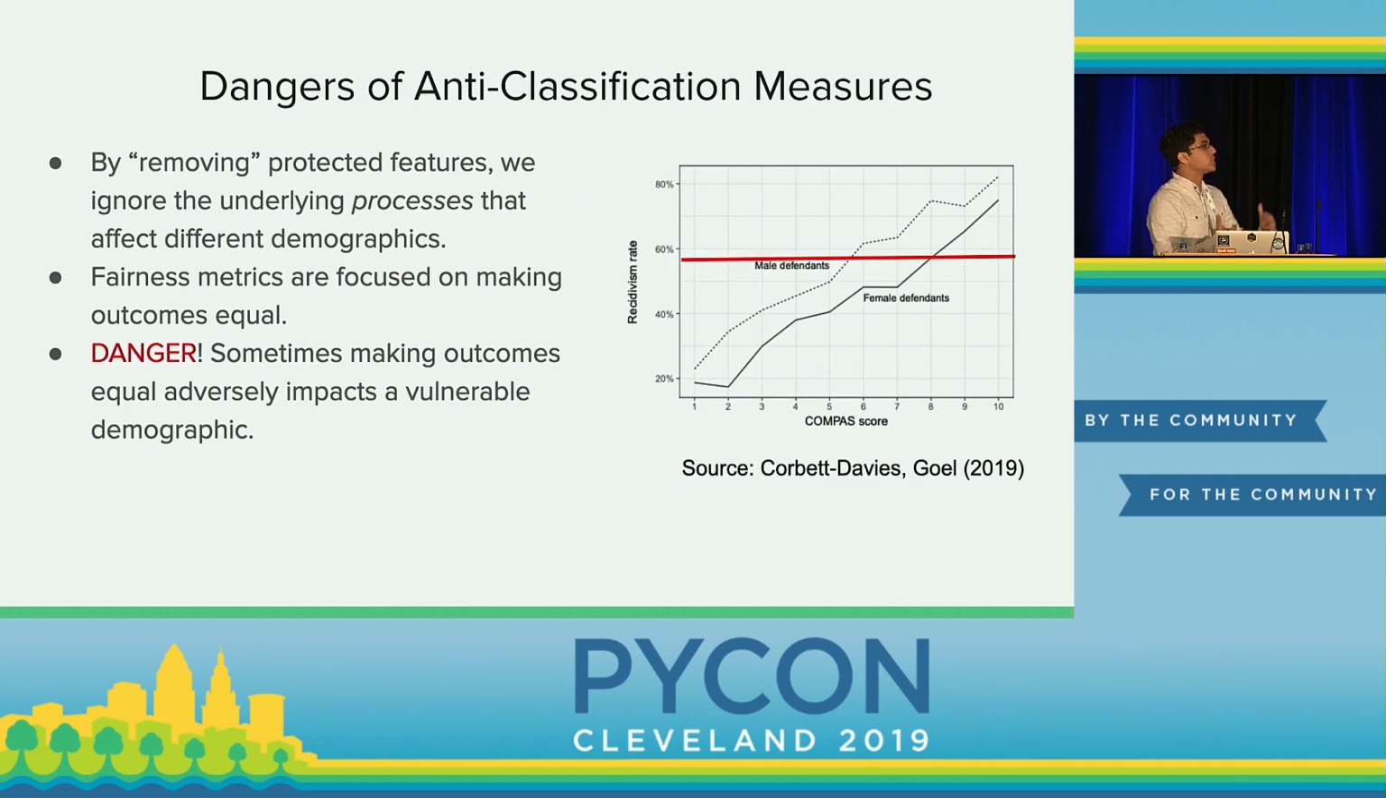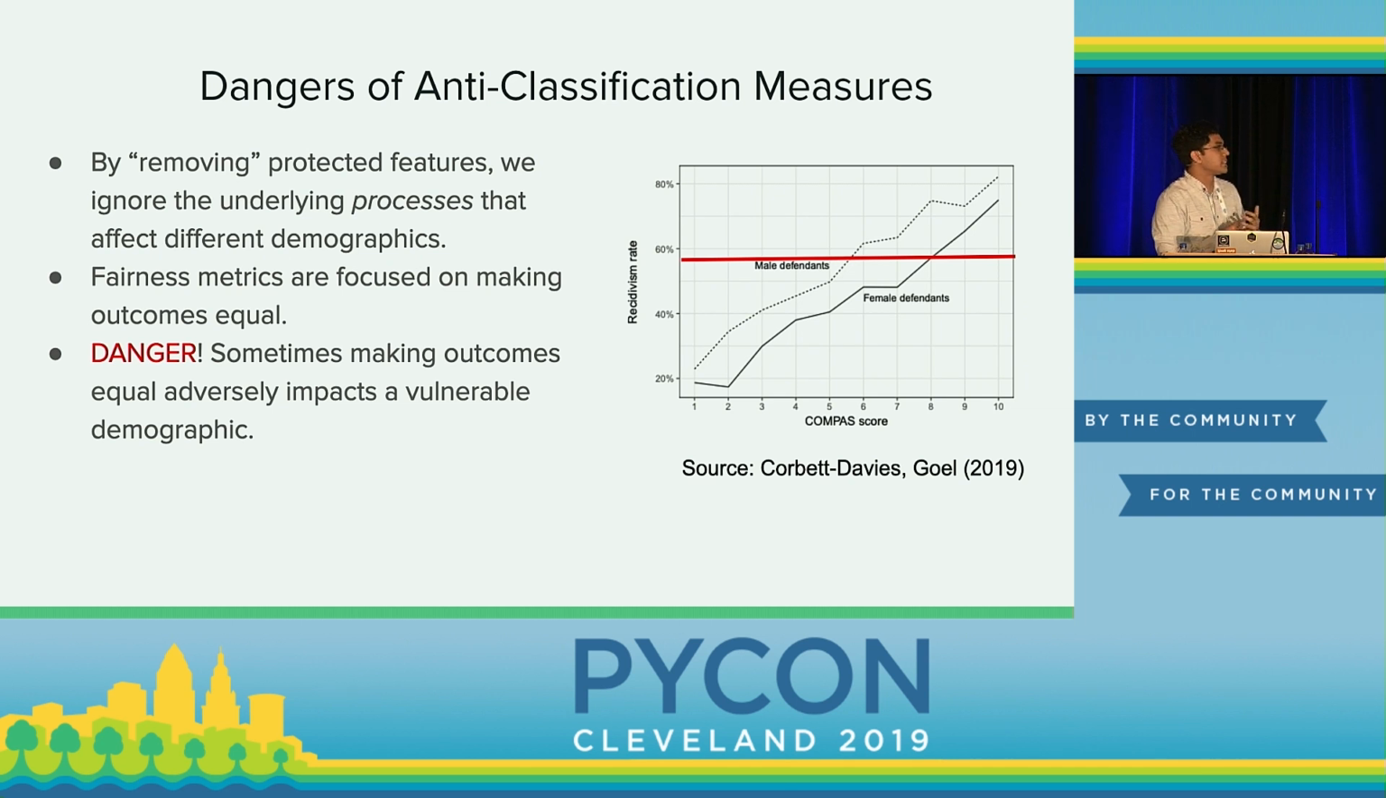So what are the dangers of using these anti-classification measures? Okay, this sounds like a good idea. We should judge people based on their important characteristics and not accidentally learn those protected features. Well, by removing those protected features, we're ignoring the underlying process that acts on different demographic groups. These metrics look at making the outcome equal, but really, fairness is making the process equal.